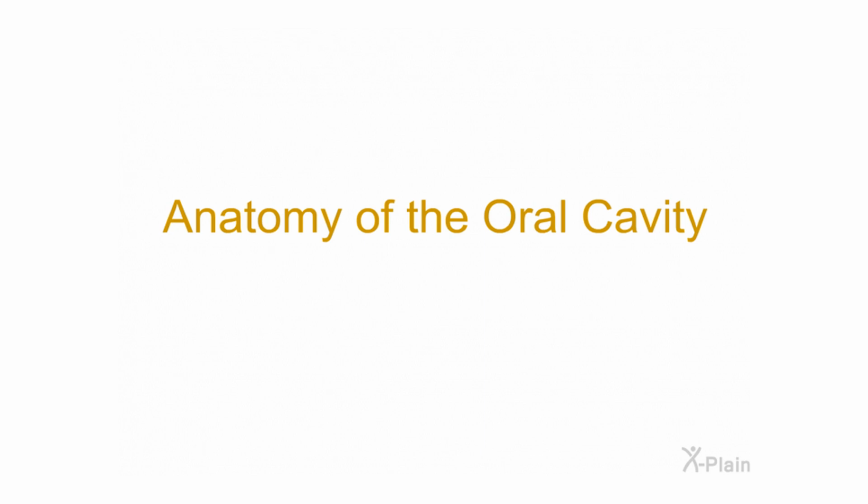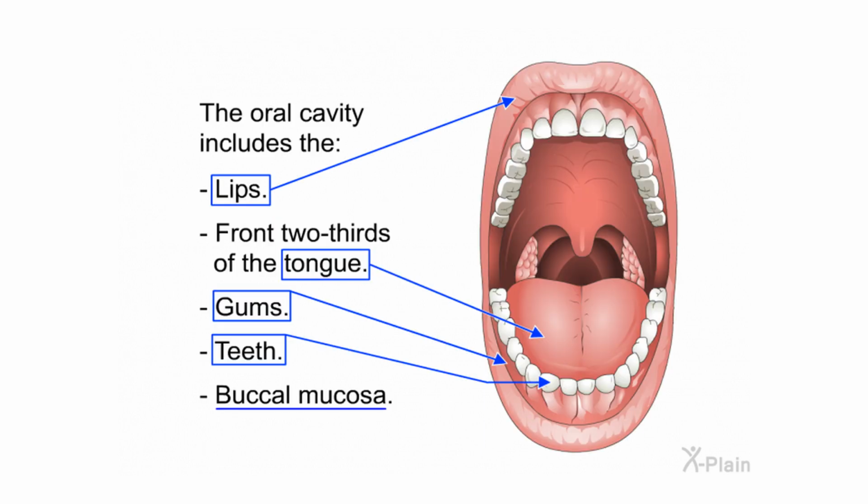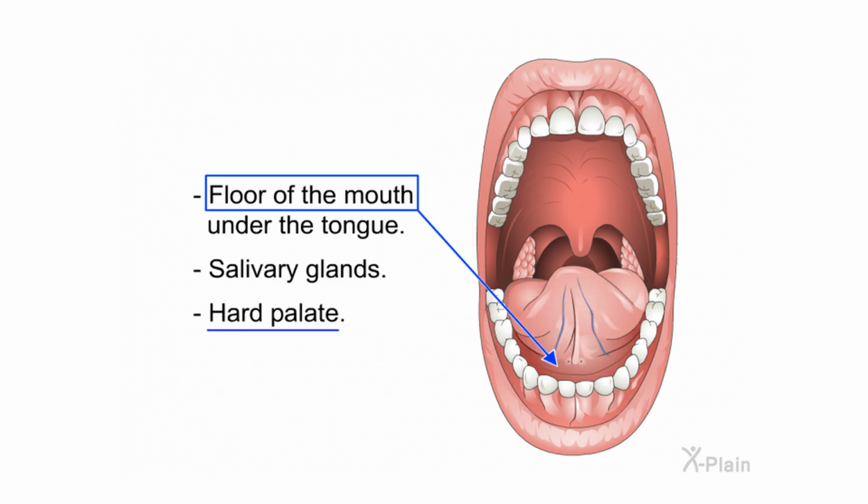Anatomy of the oral cavity. The oral cavity includes the lips, front 2/3 of the tongue, gums, teeth, buccal mucosa, floor of the mouth under the tongue, salivary glands, hard palate.